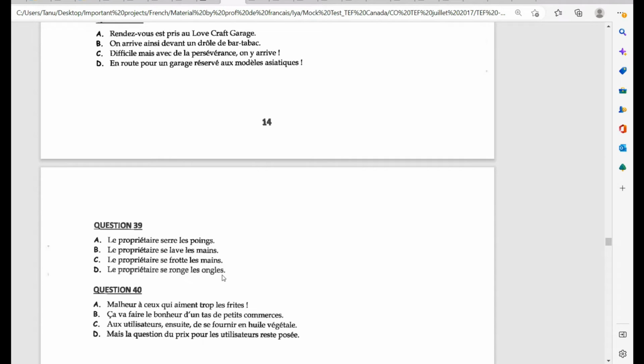Se ronger les ongles means to bite nails, and we do that when we are nervous. So this person has no reason to be nervous. He is actually happy. And for that, the closest answer is option C, le propriétaire se frotte les mains.